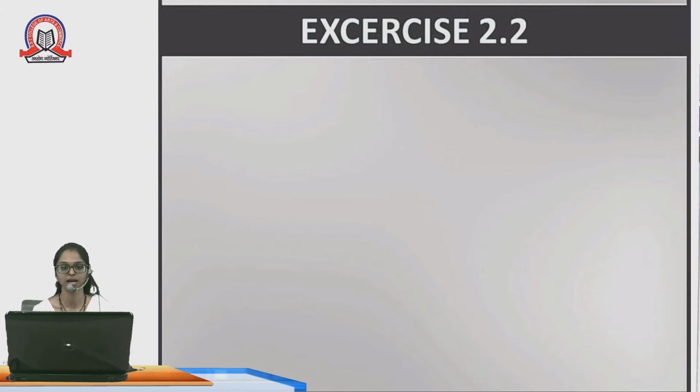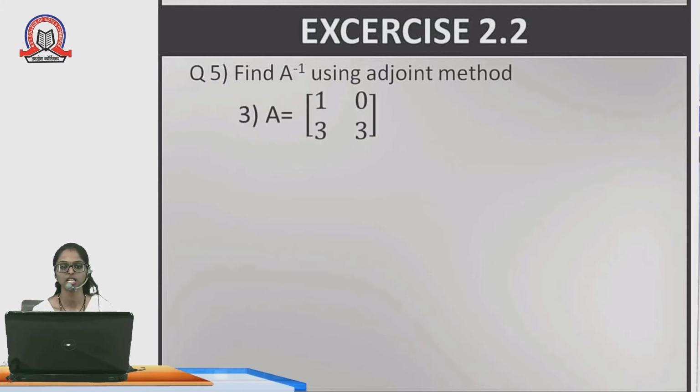Now we see one example. Find A inverse using the adjoint method. First step is to write the given matrix as matrix A. A is equal to, first row is 1 0, second row is 3 3. This is a 2 cross 2 matrix.